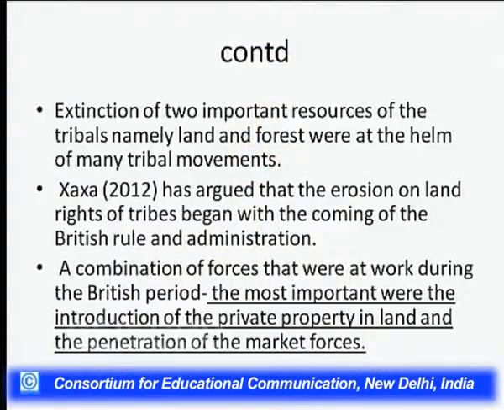Now, a very important scholar who has done great detailed research work on tribes is Guha, and Guha, writing in 2012, pointed out that the erosion of land rights of tribes began with the coming of the British rule and administration. So it was not as if it is after globalization or after industrialization since 1947 onwards that the tribal rights were being trampled upon, because the Britishers wanted to expand their forts, they wanted to have connections between the periphery and the core, and therefore it was but natural that the tribal areas would also come within the ambit of this program that the Britishers had on their mind.